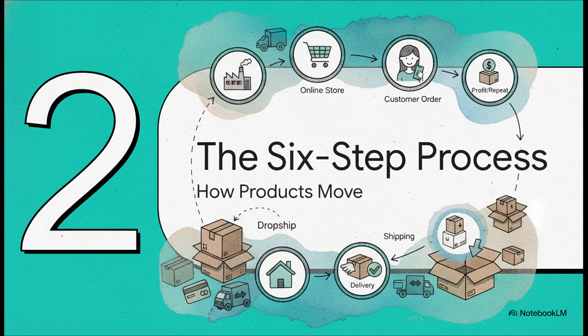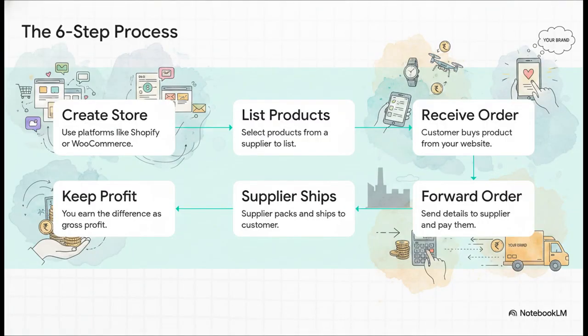Moving right along to Section 2, the 6-step process. Let's look at how these products actually move. I really want to put you right in the driver's seat here and walk through the exact mechanics. First off, you create an online store. You can use platforms like Shopify, WooCommerce, Amazon India, or even Etsy. Step 2, you pick products from a supplier and list them on your store.